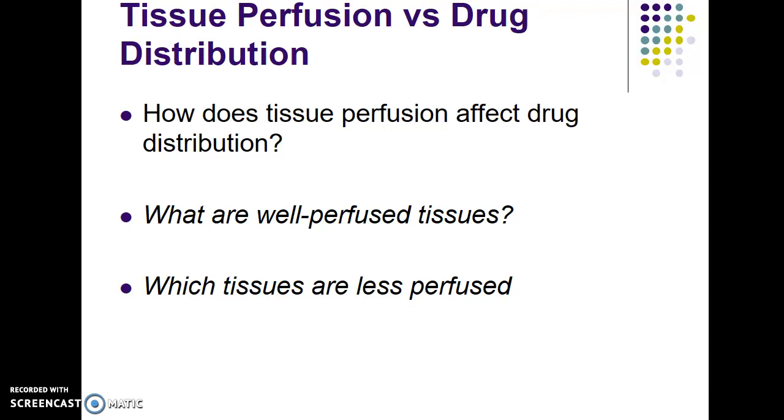Some other parts of the body that are less well perfused are things like the globe of the eye. It's hard to get drugs into the globe of the eye. As awful as it sounds, sometimes we have to inject drugs directly into the globe of the eye. Some other tissues are the prostate gland, and then synovial joint areas. Those areas are not as well perfused. So we sometimes have to inject things into joints if we want it to get there.